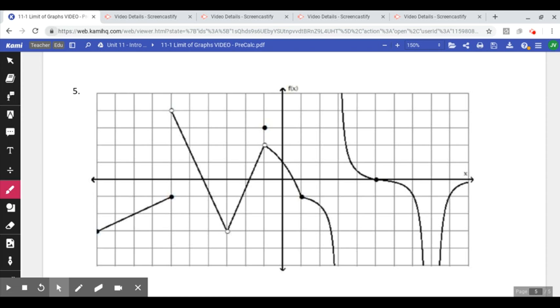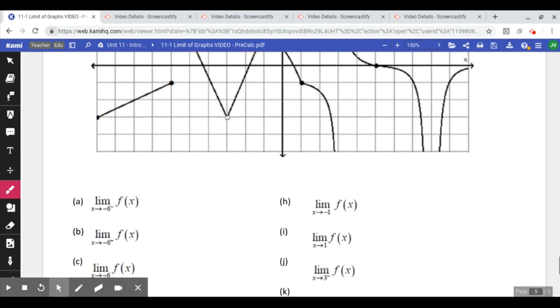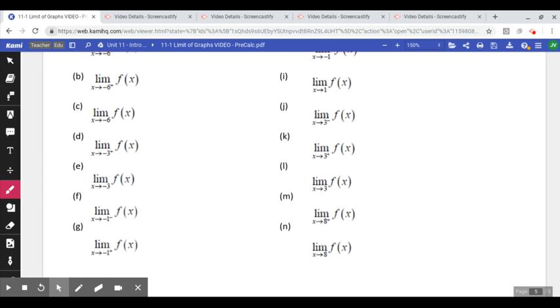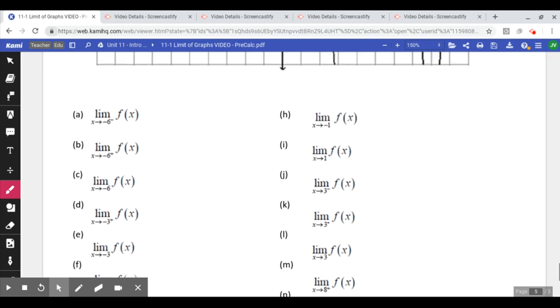This example is partner practice number 5. Looks like we skipped a few. There's 1 and 2, and then just skipped over to 5. But anyway, we're going to take a look at, looks like this laundry list are all limit questions. So let's investigate A, B, and C here.